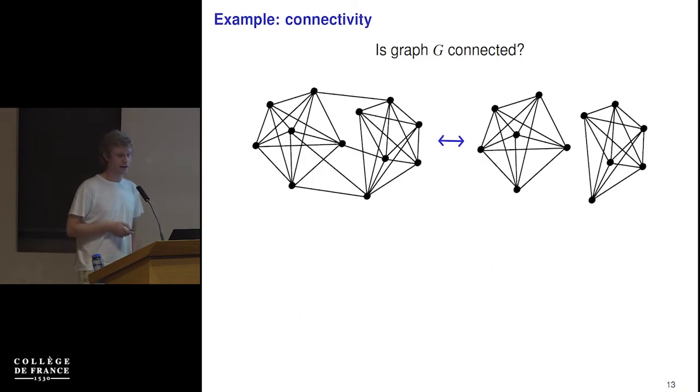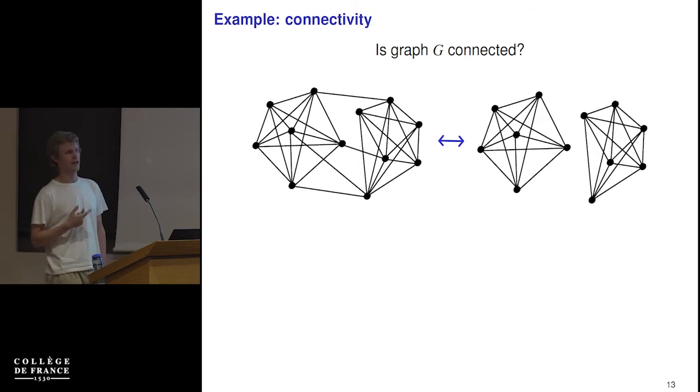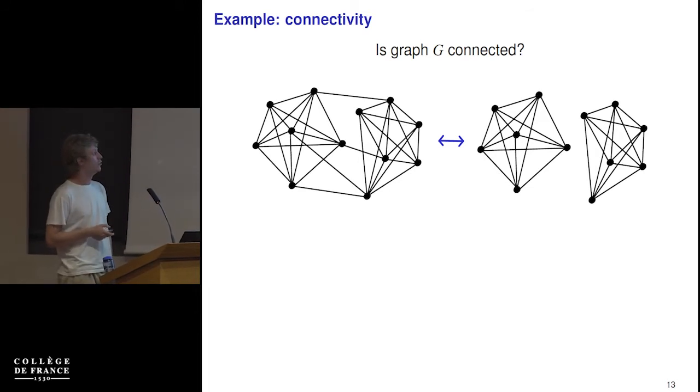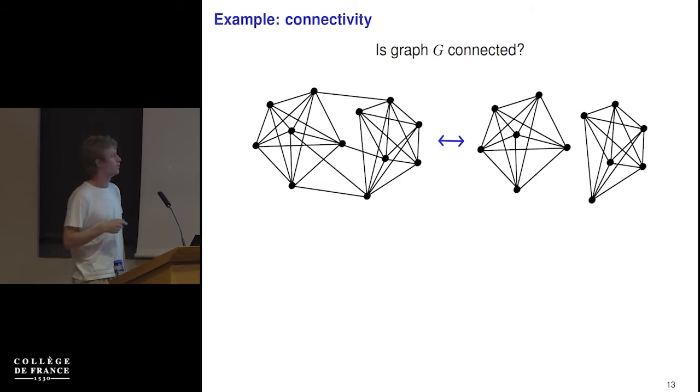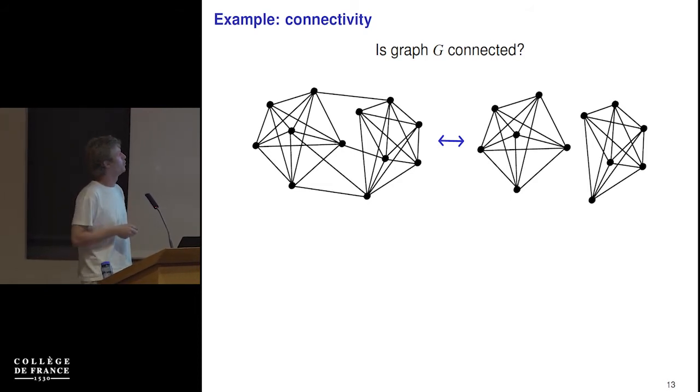Then the second problem is, given an input graph, is this graph connected or not? Notice that this problem is, in some sense, an easier problem than minimum cut, because what we could do is solve for the minimum cut on this graph, and if the minimum cut is 0, then the graph is disconnected. If the minimum cut is larger than 0, then the graph is connected.